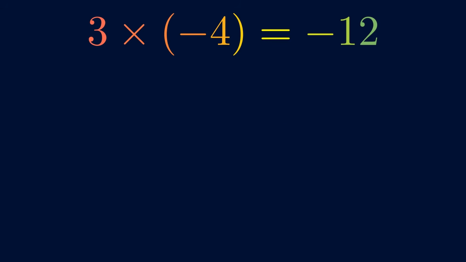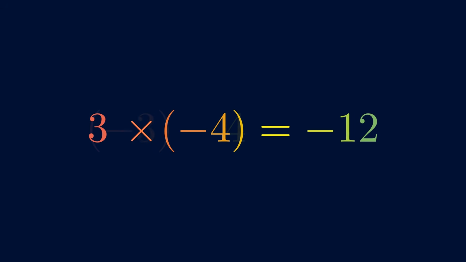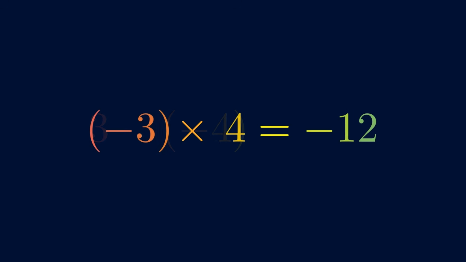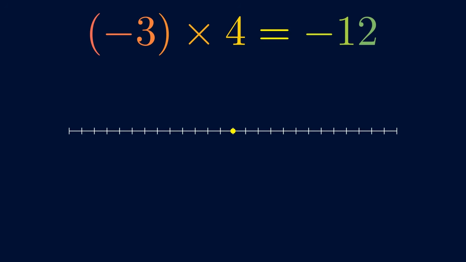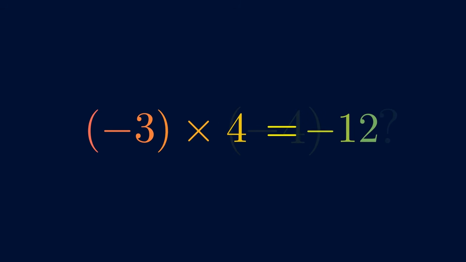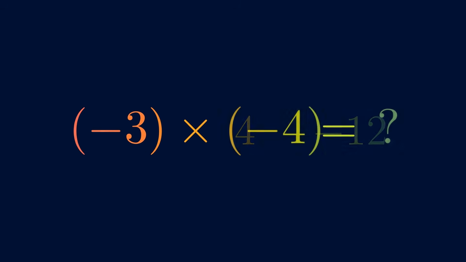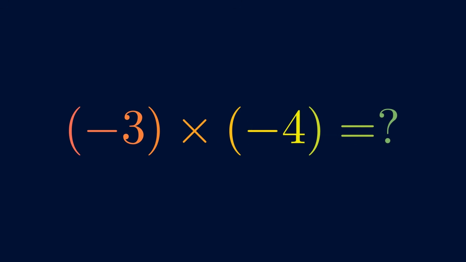Now, let's swap the sign. Negative 3 times 4, this also gives you negative 12. You can think of this as the opposite of 3 groups of 4. Instead of adding 12s, you're subtracting 12. Again, not too strange. But now, we arrive at the weird one. Negative 3 times negative 4, then suddenly everything falls apart. What does that even mean?